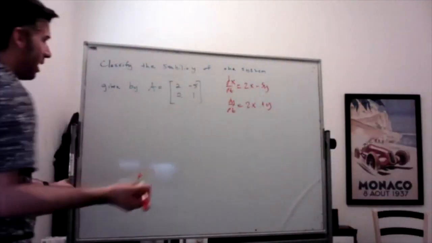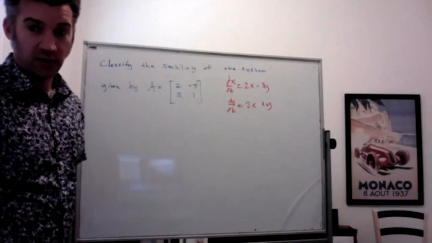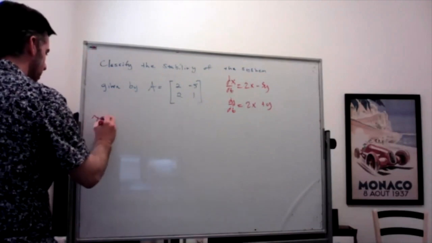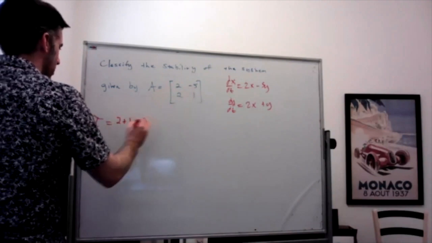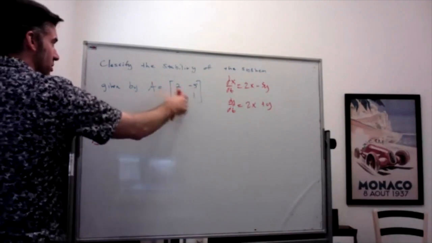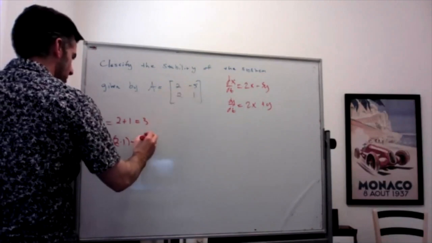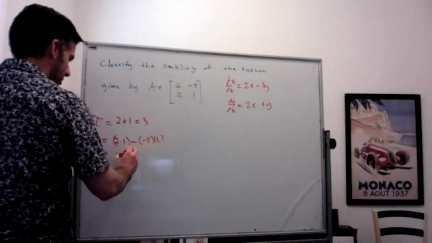So I want to find the eigenvalues. And I'm going to use the trace-determinant method because I still think it's a good way to do it. So my trace is 2 plus 1, my determinant is 2 times 1 minus negative 5 times 2. That's going to be 2 plus 10, which is 12.